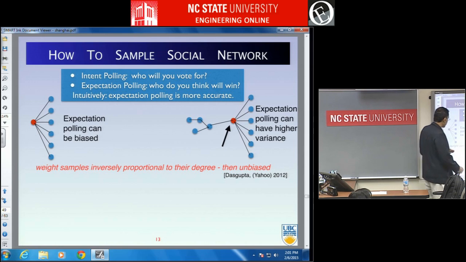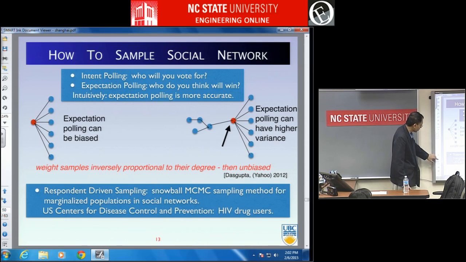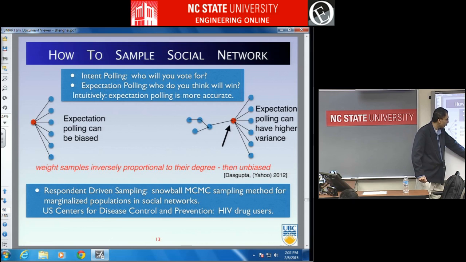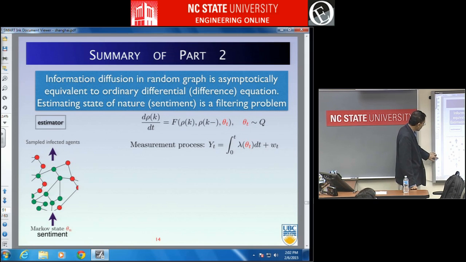So the question of how you actually sample a social network is pretty important. And there are some pretty clever tools for doing that. There's a recent paper by a couple of guys at Yahoo which show that what you would do in this case is you would weigh the red guy down by the number of outlinks. So you take the red guy to be 1/6 its weight because it has 6 friends to make it unbiased. So there are some very clever ways of doing that. There are also Markov chain Monte Carlo ways of sampling which are used by the Center for Disease Control, which I don't want to talk about here.